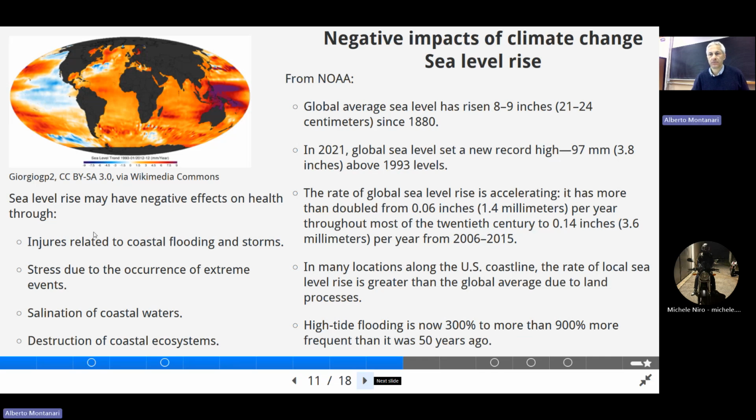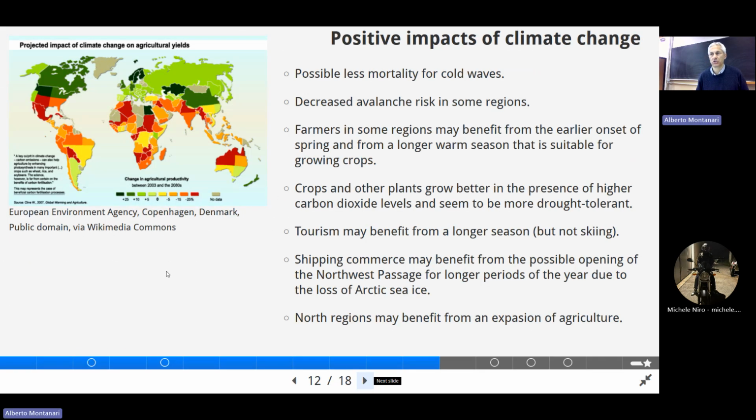In fact, if we read the negative effects on the left side of the slide, there is salination of coastal waters and destruction of coastal ecosystems due to saltwater intrusion. Saltwater intrusion is a big problem for coastal areas. It means that groundwater gets salted and is therefore no longer usable for drinking purposes. Good. Positive impacts, this is also important.